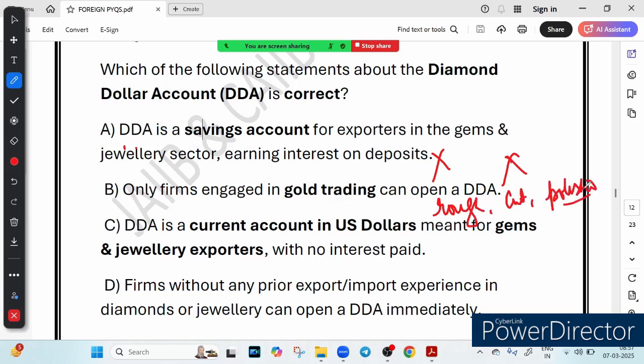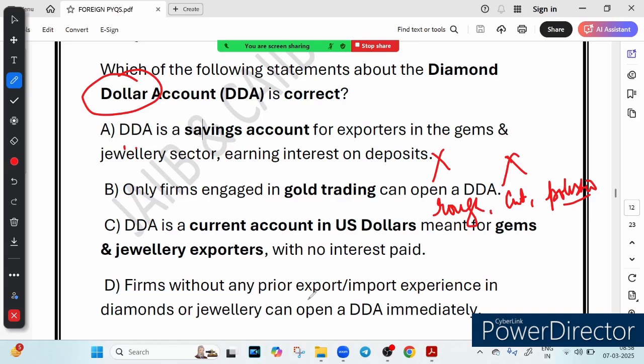Option C says that DDA is a current account in US dollar with no interest paid. This is correct because DDA is a non-interest bearing current account maintained in dollar, that's why in the name you will see dollar account. So it is maintained in US dollar, right? Created for exporters in the gems and jewelry sector. It allows them to transact directly in dollar without converting funds into Indian rupees.